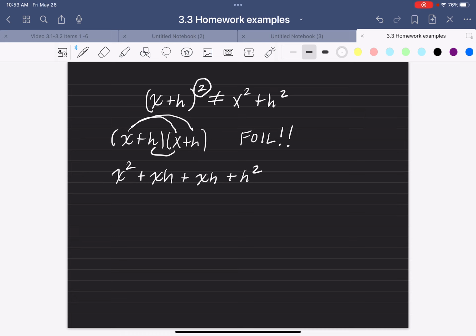plus h squared. So every time you do this, when it's a square like this, it's going to be x squared plus 2xh plus h squared. You're going to lose that 2xh if you just square each part.